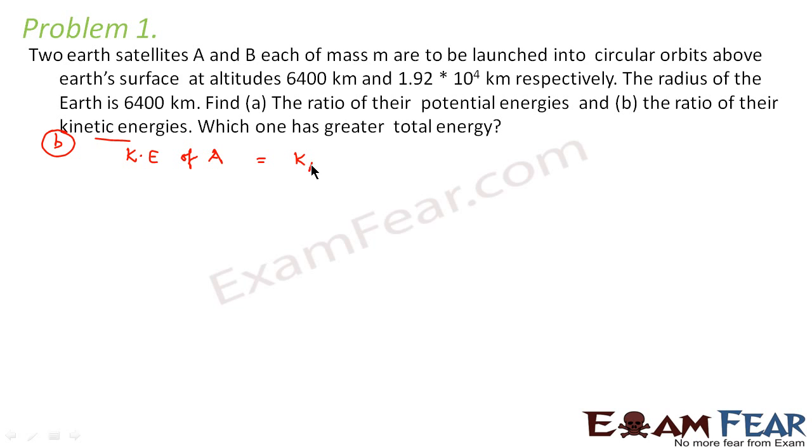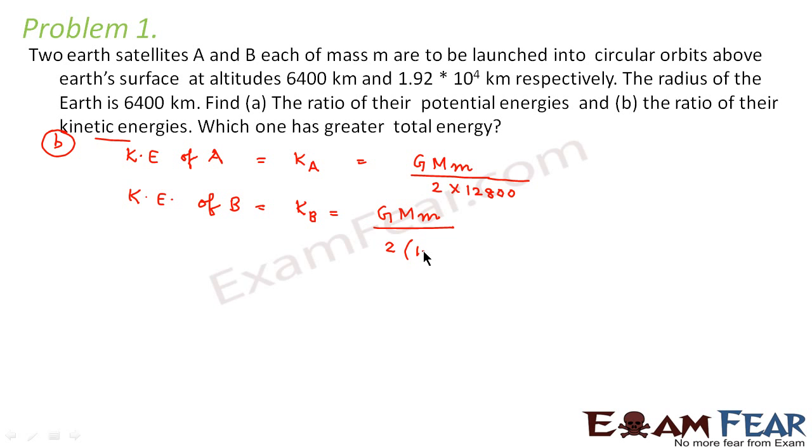So kinetic energy of satellite A would be equal to G capital M into small m divided by 2 into R. So again, what is this? This would be nothing but 12800. Now similarly, we will calculate the kinetic energy of satellite B. Let us denote that by KB. So even this would become capital G into M into small m divided by 2 into 1.92 into 10 to the power 4 plus 6400.